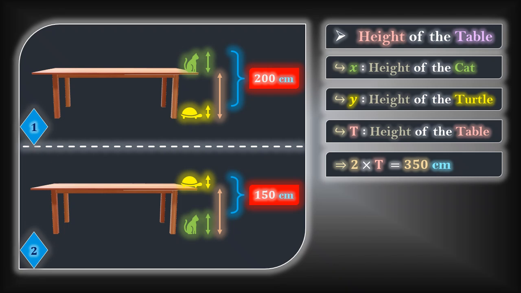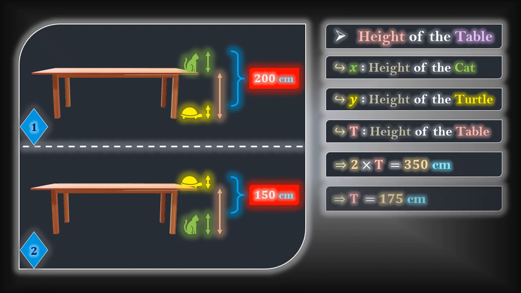Therefore, the height of the table denoted by t is equal to 350 centimeters divided by 2. Thus, the height of the table is equal to 175 centimeters. And this answers our question. By carefully translating the information from the two diagrams into algebraic equations, we were able to determine that the height of the table is equal to 175 centimeters.